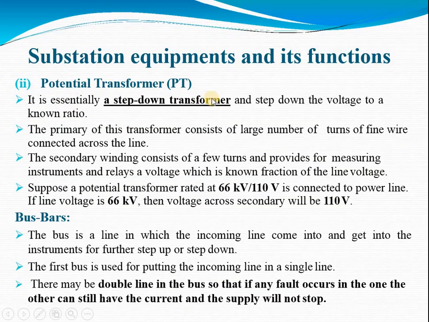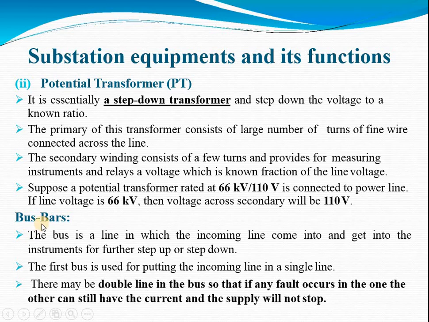The next point is the potential transformer. It is essentially a step-down transformer and steps down the voltage to a known ratio. The primary of this transformer consists of a large number of turns of fine wire connected across the lines. The secondary winding consists of a few turns and provides the measuring instruments and relays a voltage which is a known fraction of the line voltage. Suppose a potential transformer rated at 66 kV to 110 volt is connected to a power line. If the line voltage is 66 kV, then the voltage across the secondary will be 110 volt. So this is the step down of voltage.